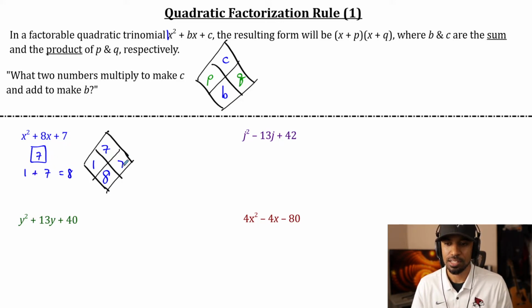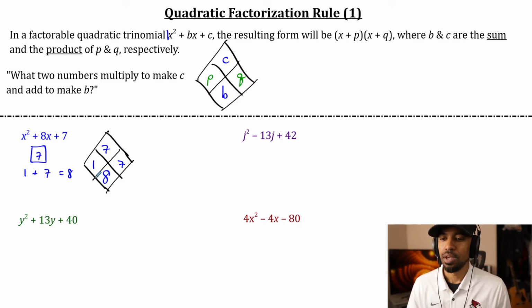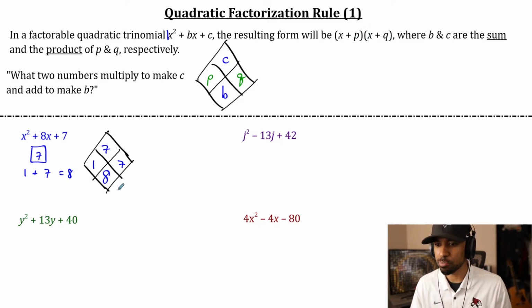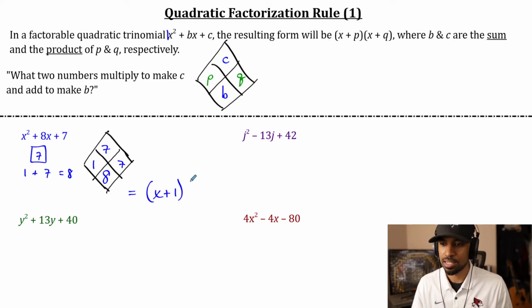It's 1 and 7. 1 times 7 is 7, 1 plus 7 is 8. Does it matter if I put 1 and 7 here or 7 and 1 here? It doesn't matter at all. Now, what am I going to do with these two numbers? If 1 is like p and 7 is like q, then I'm going to write it in this form here. x squared plus 8x plus 7 is going to factor to become x plus 1 times x plus 7, right there. And that's actually the final answer.